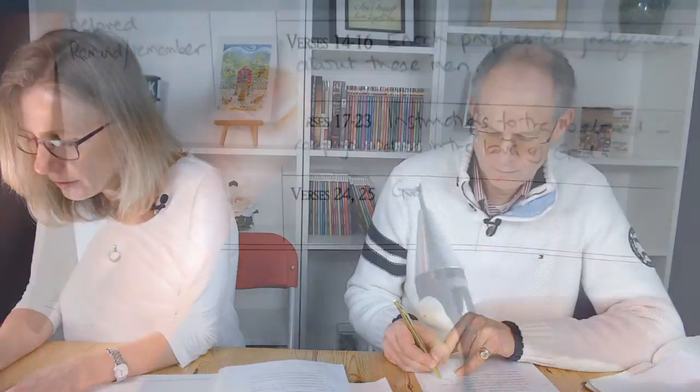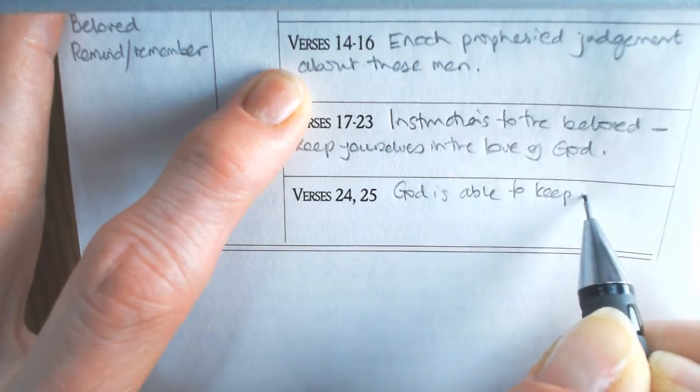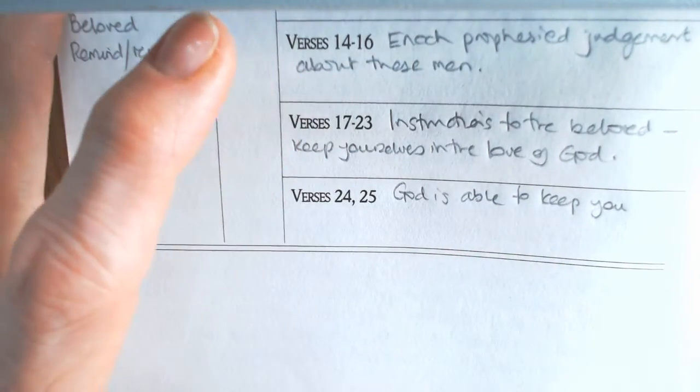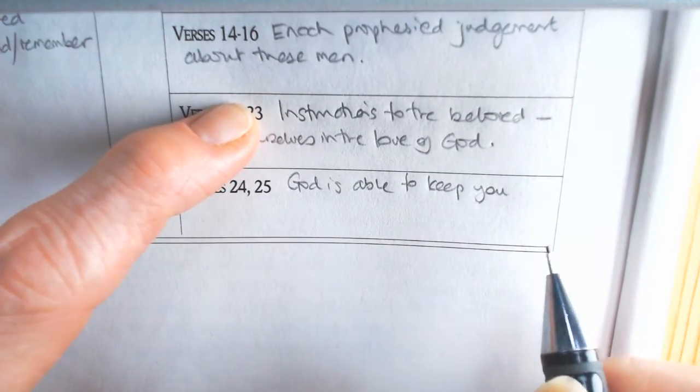I'm going to summarize that by saying God is able to keep you, and to God be glory. Now remember, keep is a key word, so that's why I want to have that in there. God is able to keep you, and to God be glory.